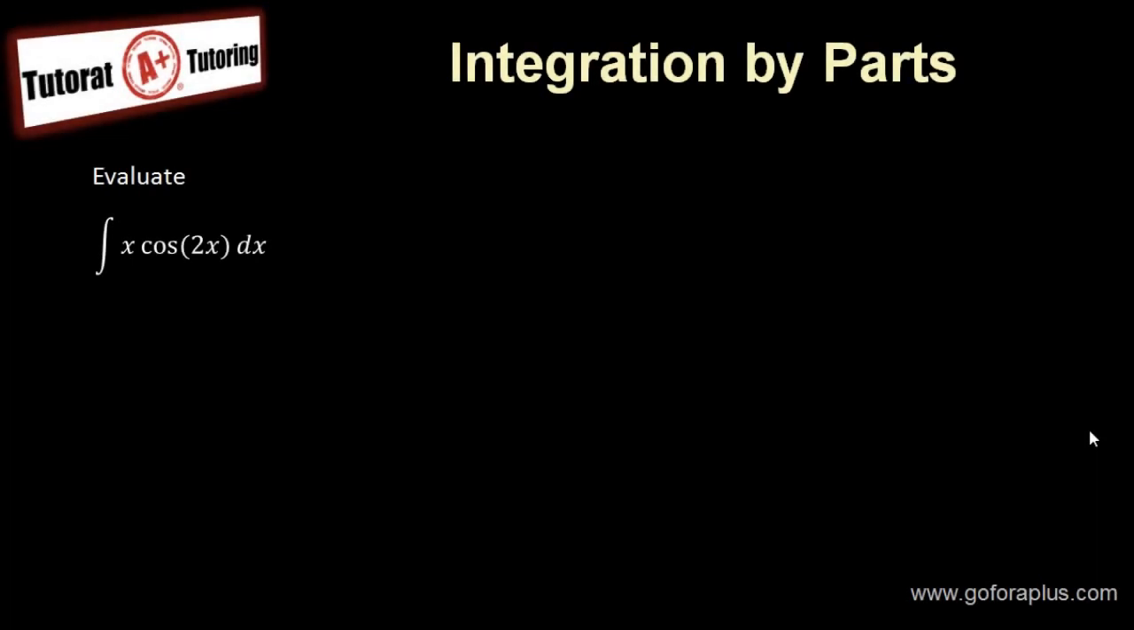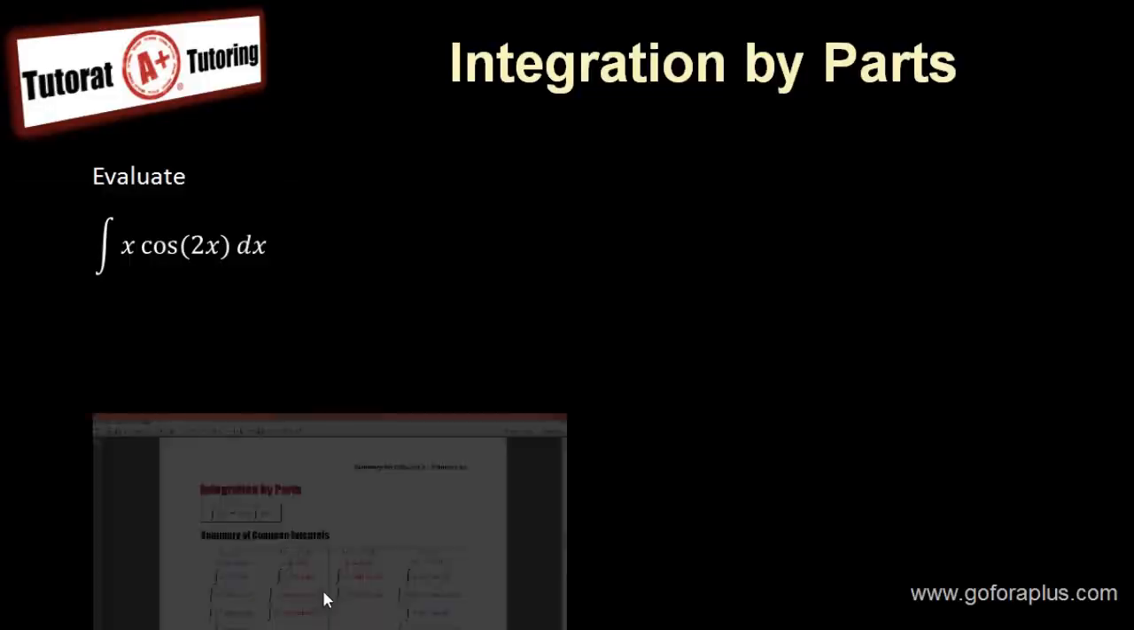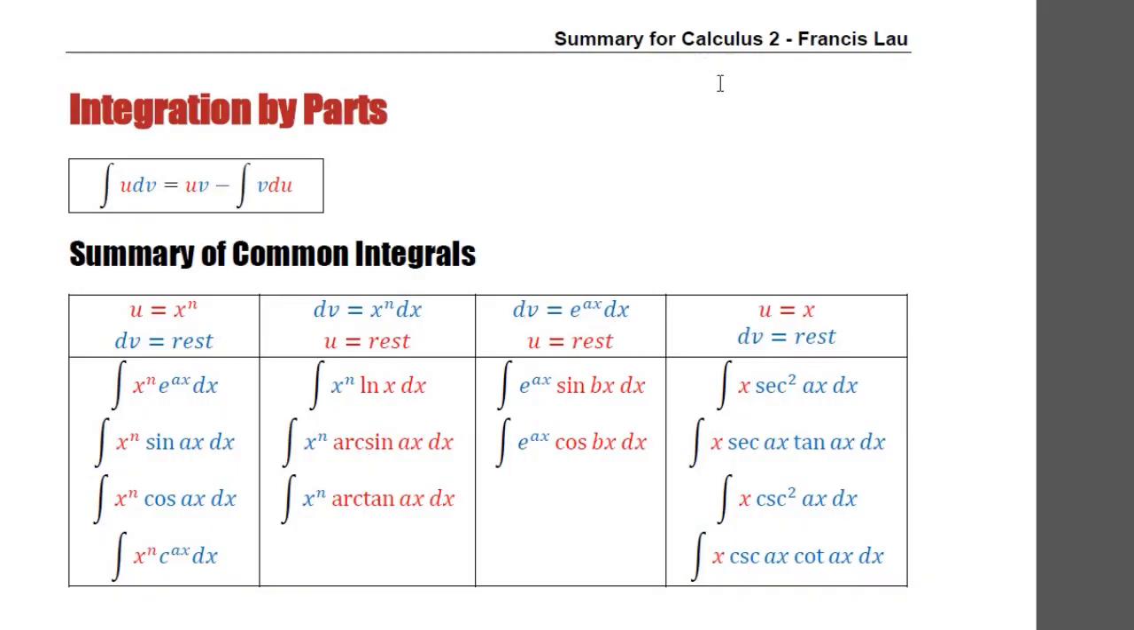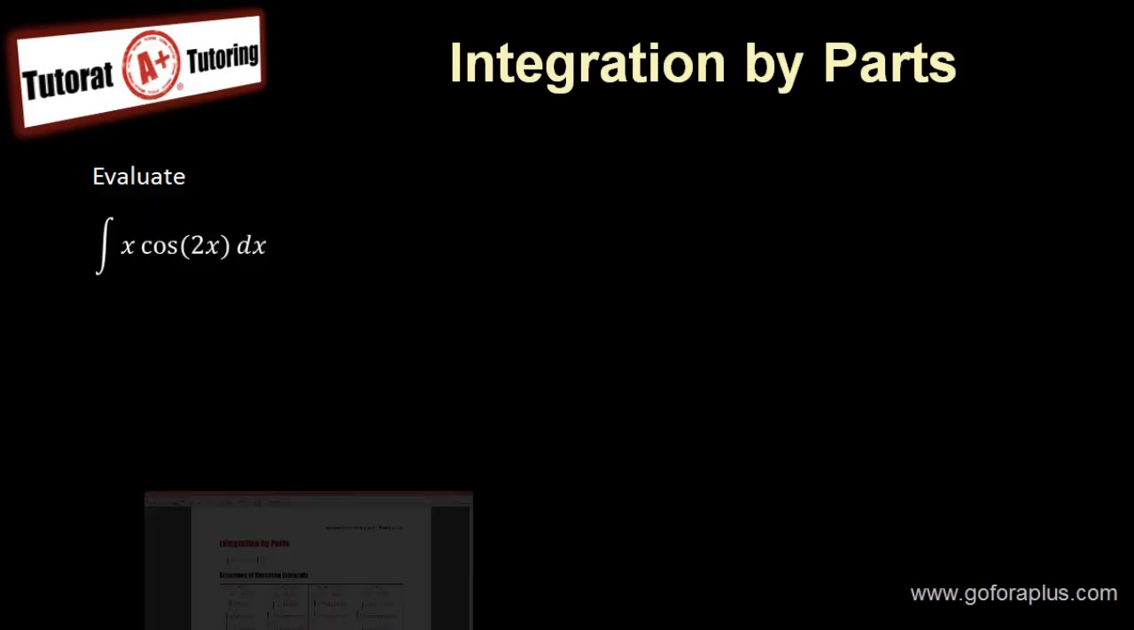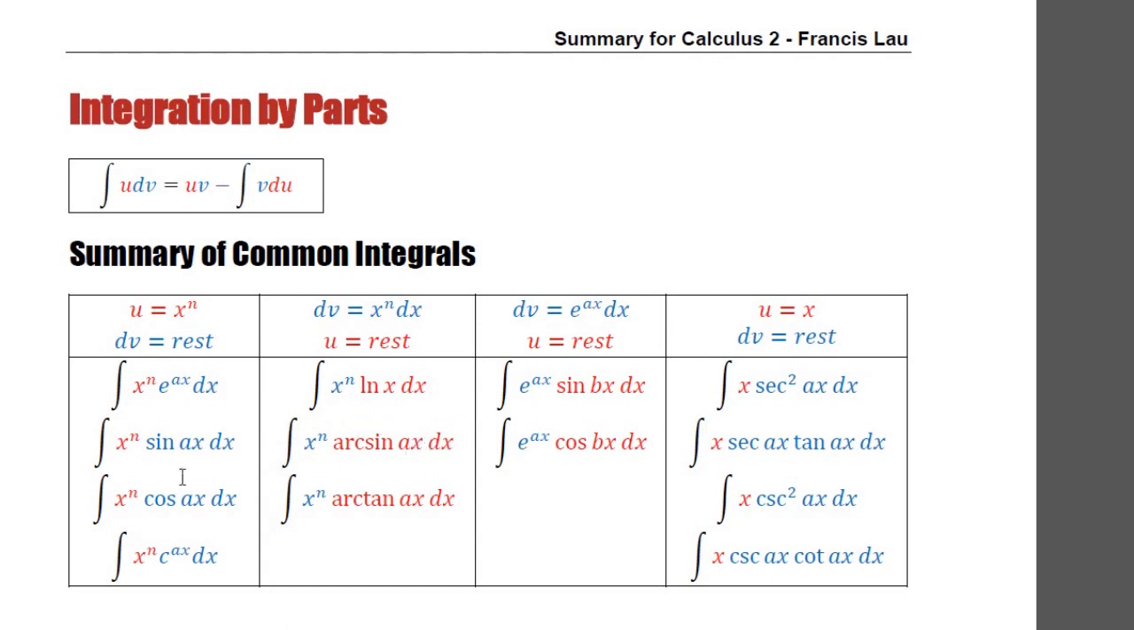In this session, I'm going to show you how to do integration by parts with an example. Now, in this example, how do I know that this is integration by parts? So I will actually go back to my formula sheet, the summary for Calculus 2. Now, if I look at this table, does my example look like any one of these? x cos of 2x. So I have x cos of 2x, so that is basically this one, right?